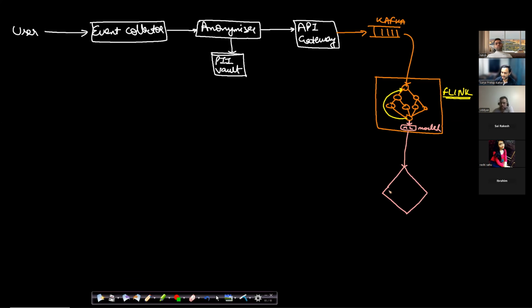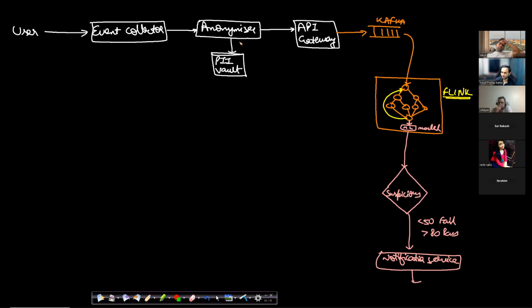The check can be a suspicious check. On this suspicious scale, what value are you getting? If you get any value below 50, you will fail. If you get any value above 80, you are going to pass. Depending on whether you directly pass or fail, you can just send it to the notification service, and you can send this information to the country's anonymizer, actually to the server, which will convert it back and notify the user.